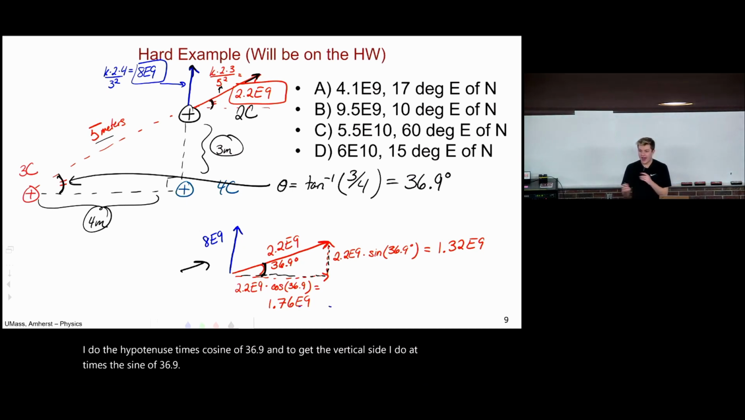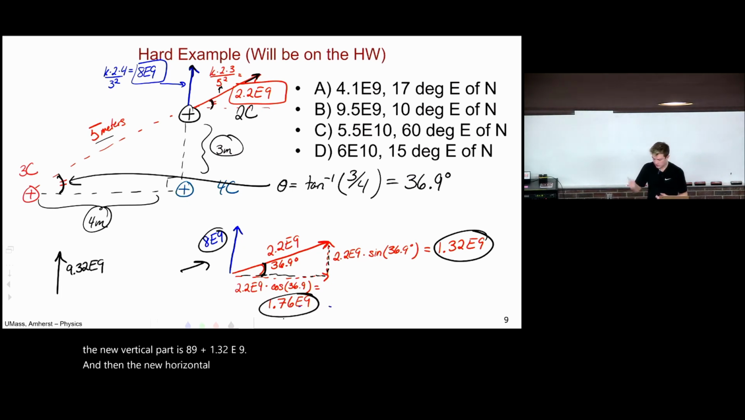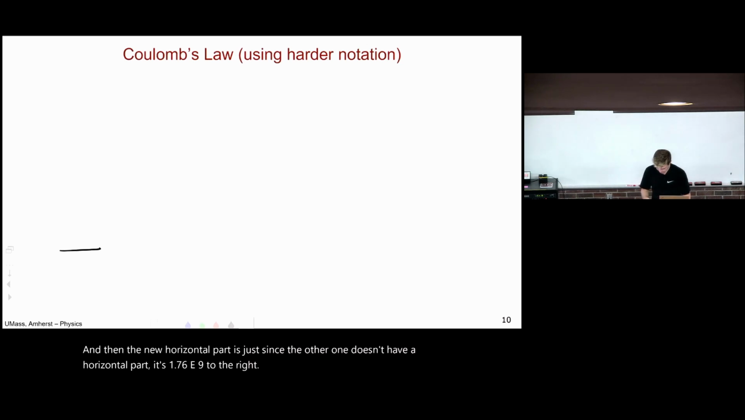Now we're going to add these arrows together by adding their vertical parts. So the new vertical part is 8e9 plus 1.32e9. And then the new horizontal part is just, since the other one doesn't have a horizontal part, 1.76e9 to the right.